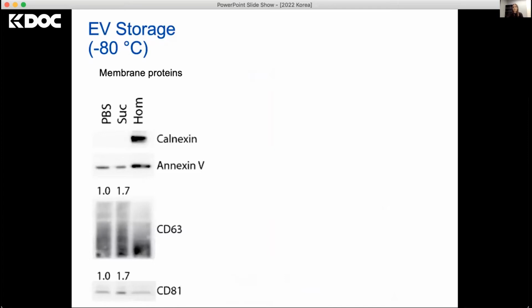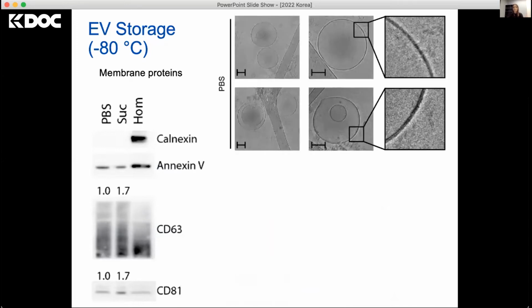We also looked at some markers, and we found that the surface markers are enriched in the extracellular vesicles stored in sucrose, potentially suggesting that some of these proteins on the surface are removed when you have ice crystal formation in PBS.